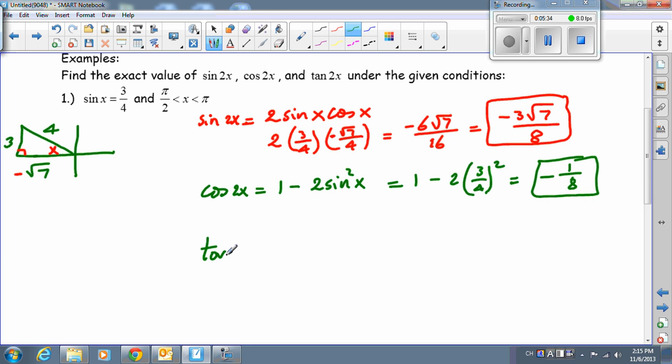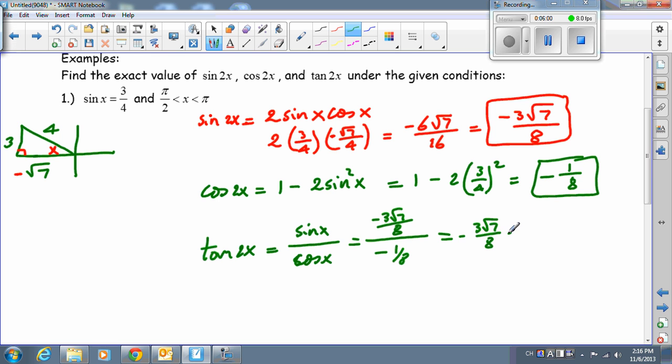Let's do tangent of 2x now. Tangent of 2x is equal to, I will use just the sine over the cosine to make it easier on me. And the sine of 2x is negative 3 square root of 7 over 8 that I'm dividing by negative 1/8. If I use my copy change flip here, I will end up with copying the first one, negative 3 square root of 7 over 8 times 8 over 1, and negative times negative gives me a positive. So your final answer is 3 root 7.